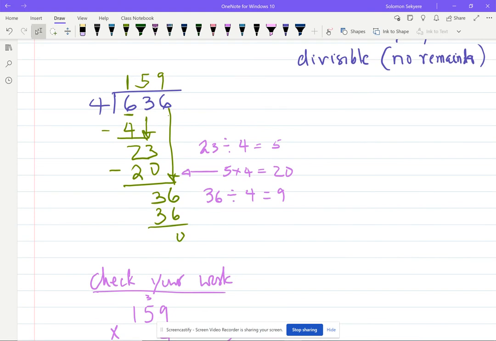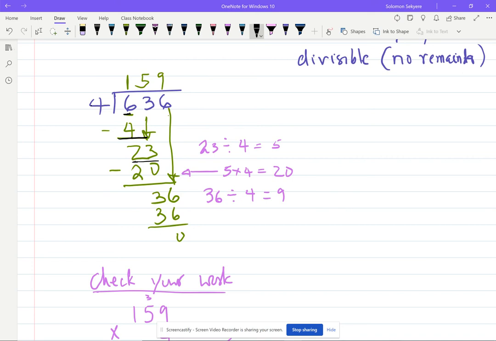So we start with 6, the first digit. Is it big enough to divide by 4? Yes. So 6 divided by 4 is 1. We put a 1 up here. Then 1 times 4 is 4. We bring it down here. Then we subtract. 6 minus 4 is 2. 2 is not big enough to divide by 4, so we bring the 3 down here. Now we have 23.